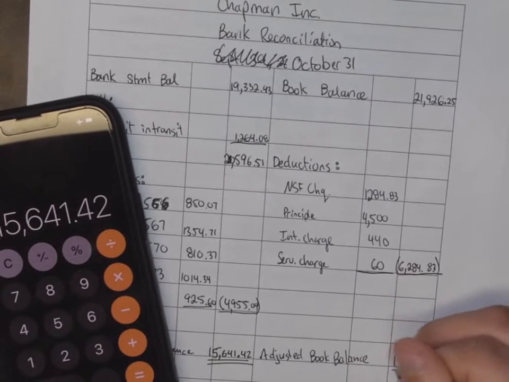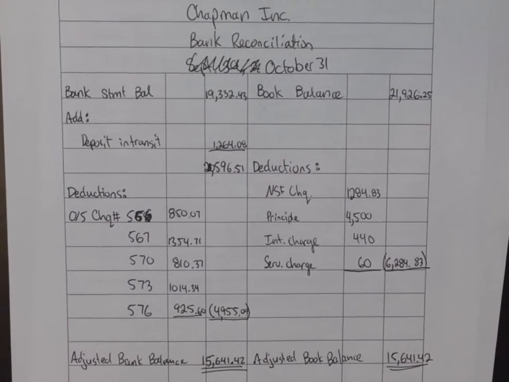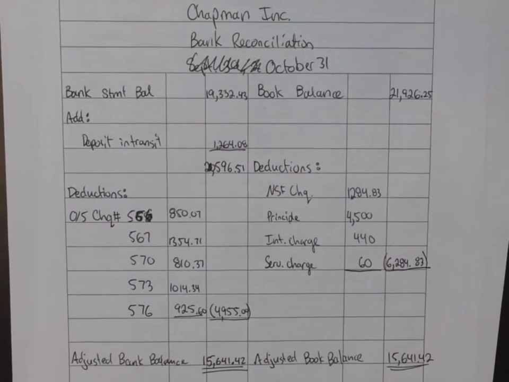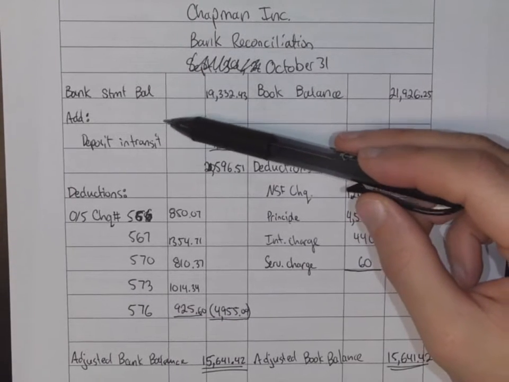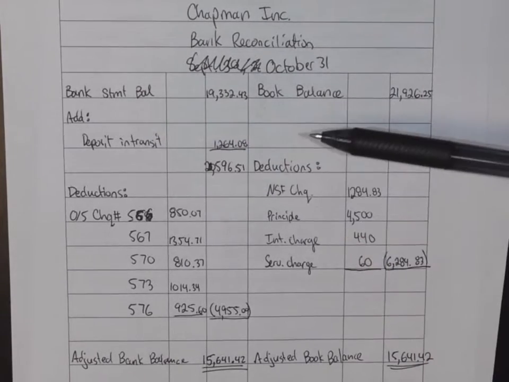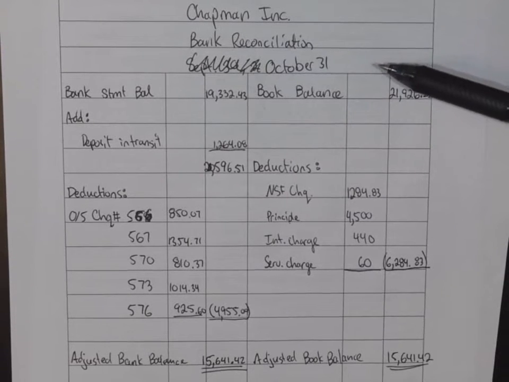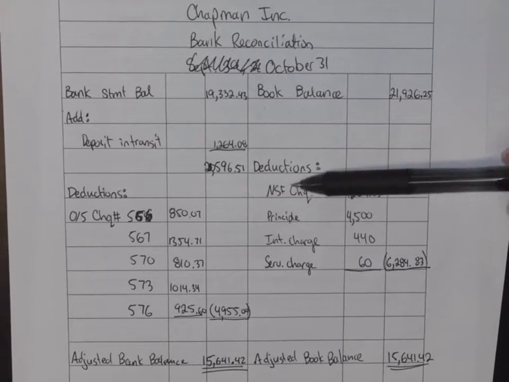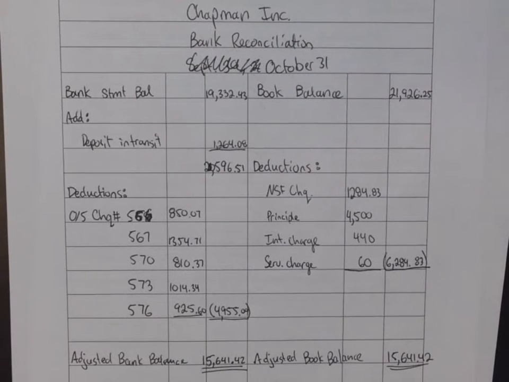Now, this side is things that are on our book that are not yet recognized in our bank statement. This side are things that are in our bank statement that are not recognized in our book. Meaning, we need to do journal entries because these four things affect our balance, right? So we're going to journalize the right side.